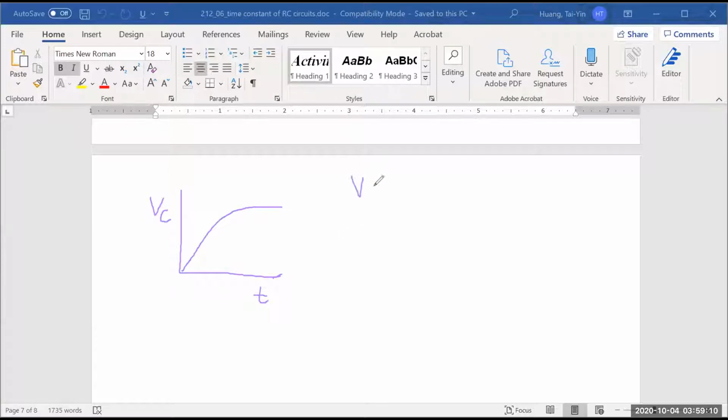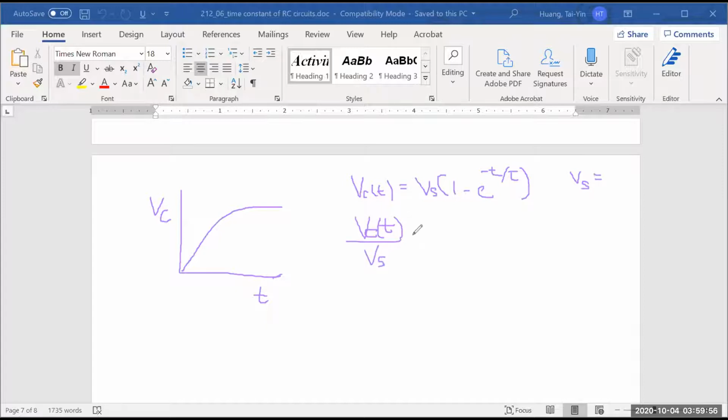If you remember, the equation is VC as a function of time is equal to Vs times (1 minus e to the minus t over tau). Vs here is, let me see, I can't remember what value I used, we can talk about that later. But in order to find tau, we need to do several steps.